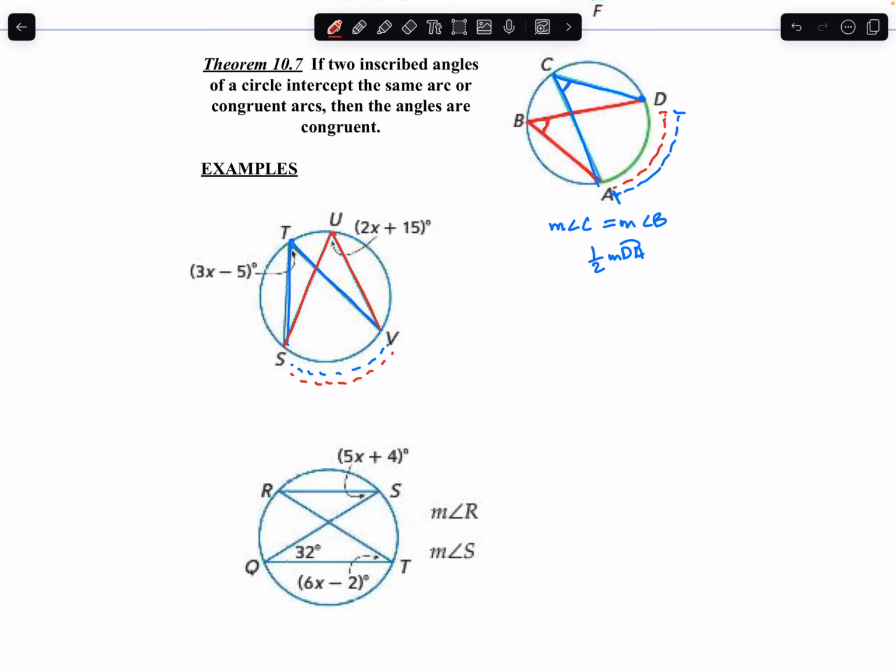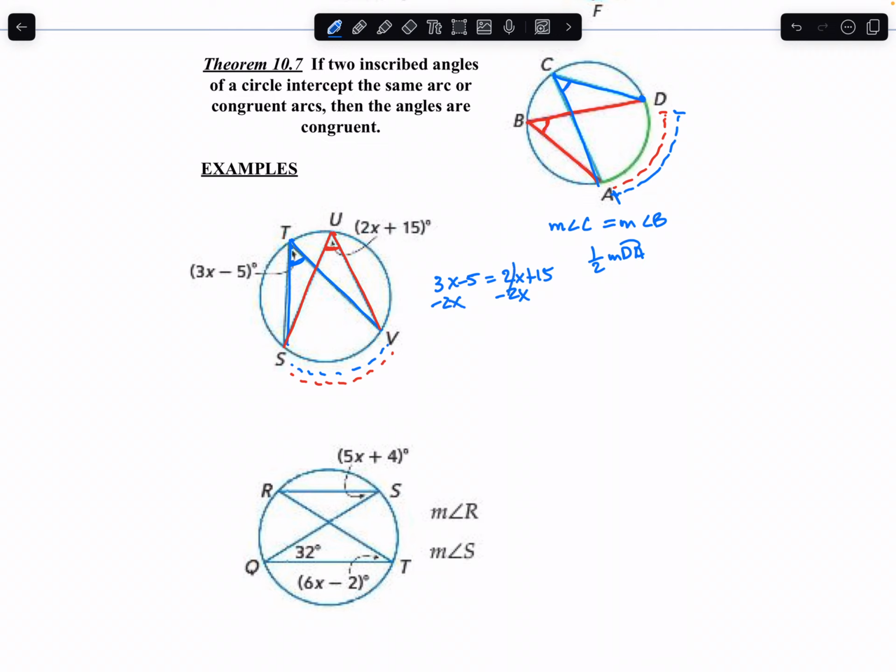Since they both open up to the same angle, we can say that this angle should be congruent to this angle. So that's our equation. 3x minus 5 will then equal 2x plus 15. And then we solve for x. We can move the 2x over.